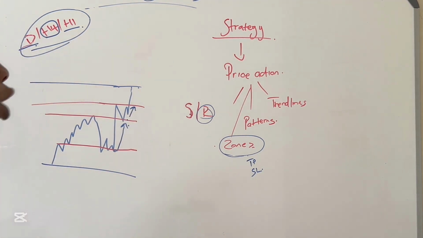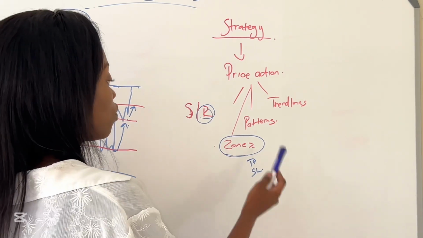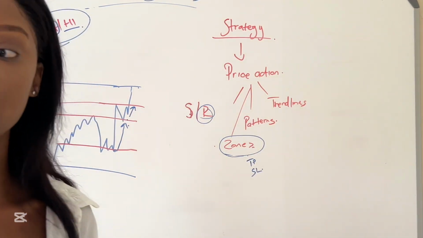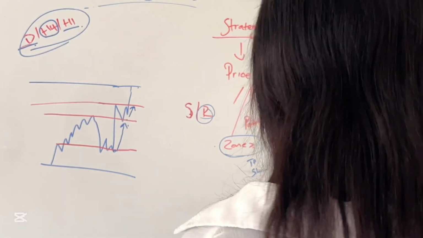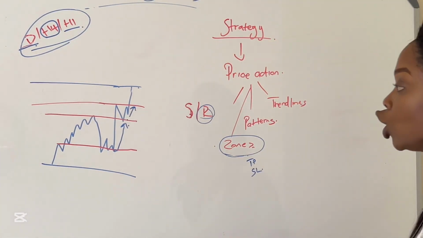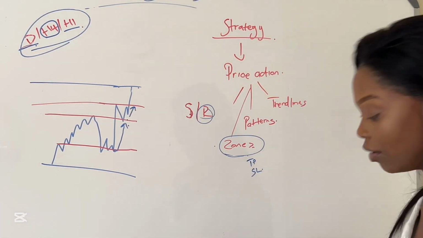So zones are normally used, or I normally use zones, for TPs and stop losses, for me to understand where my stop loss is and where my TP is, basically. And then we come to my favorite.